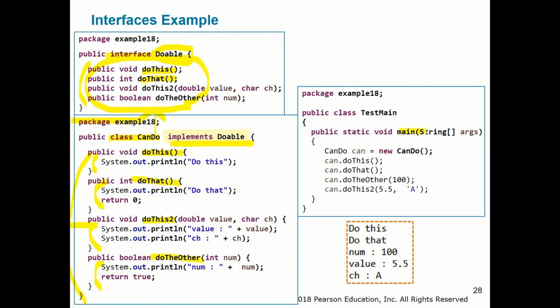And here is the main method. In the main method, the object of the CanDo class is created like this, and then can.doThis. So can calls this one, and doThat will execute this one, and then doTheOther is this one, and doThis2 is this one. So this is nothing special, I just want to show you the grammar of how to use an interface and how to override the methods in the interface.